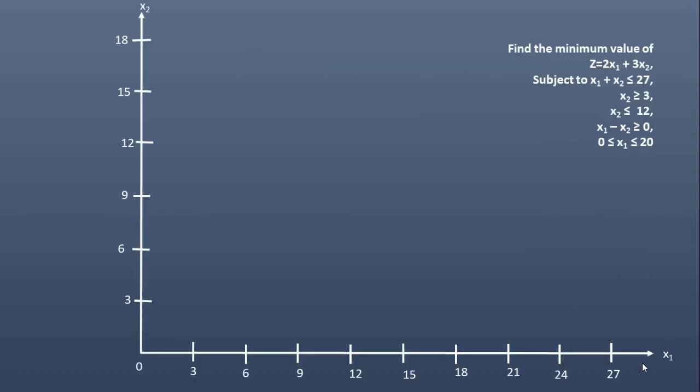So basically in the graphical method we make use of a graph sheet. Here I consider one division equal to 3 units, and I mark x1 along the x-axis and x2 along the y-axis. Now what are the constraints we have? When I make the constraints equal, each forms a straight line, so I plot these straight lines onto this graph.